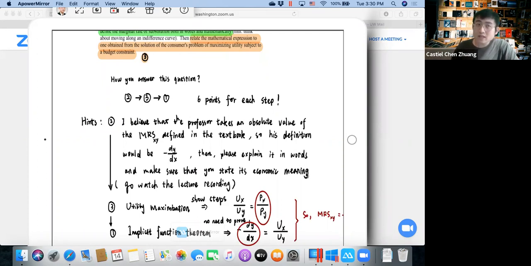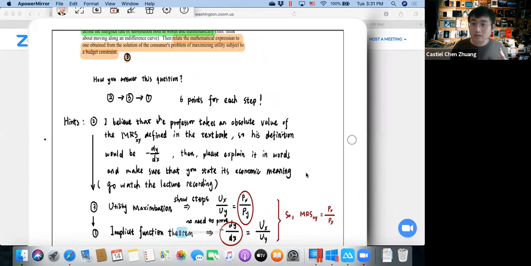You can actually write out a Lagrangian first, and then take the derivative of the Lagrangian with respect to good x and good y, and of course lambda, and then you use the first two first order conditions to get this equation, which is u sub x over u sub y equals px over py. So the left-hand side is going to be equal to the marginal rate of substitution, while the right-hand side is going to be equal to the marginal rate of transformation. We will talk about that in week 3's TA session. So this is the second step that you need to do.